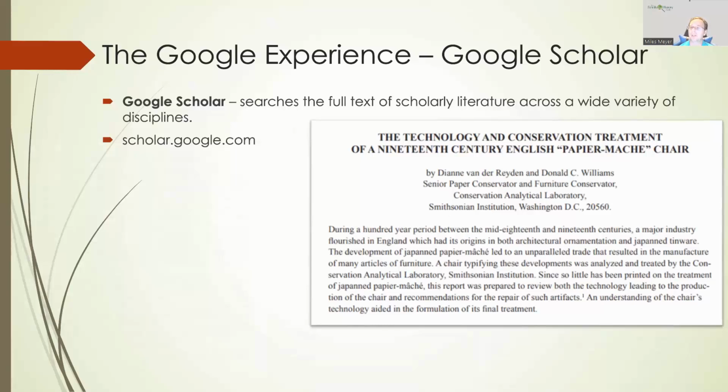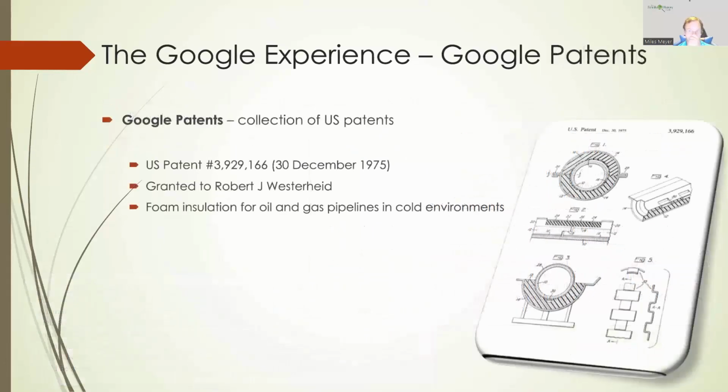Google Patents also has some great information. You can just look at patents.google.com, and this is a collection of US patents. I can type in a person's name. My family is Westerheide, but there's a component of my family that dropped the last E and go by Westerheide.